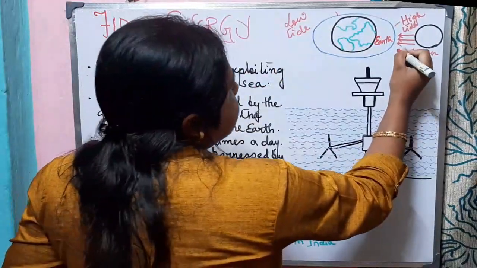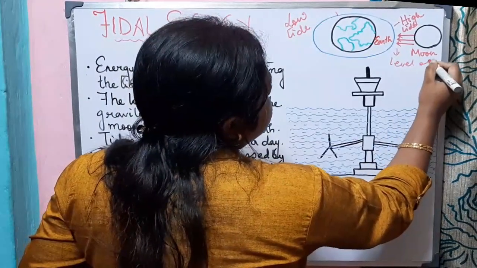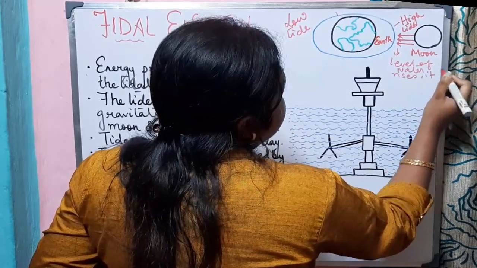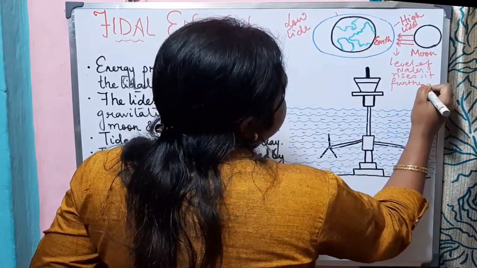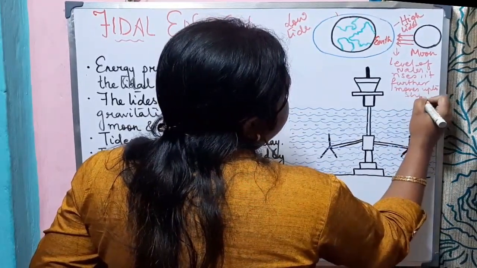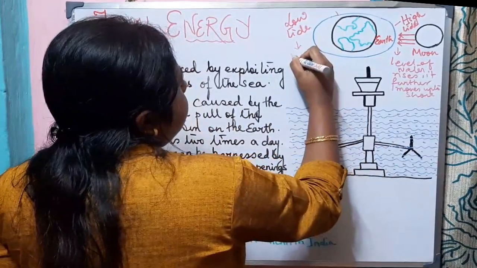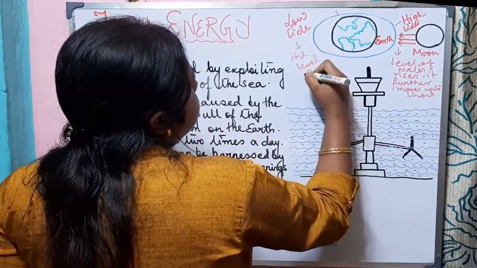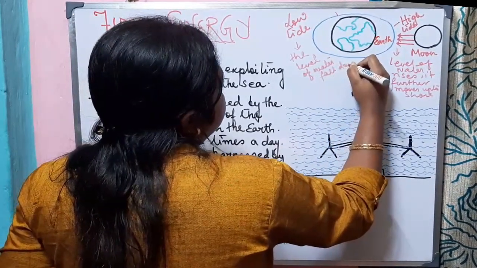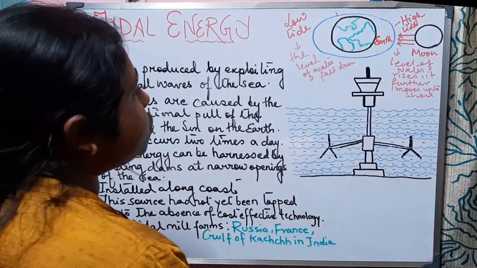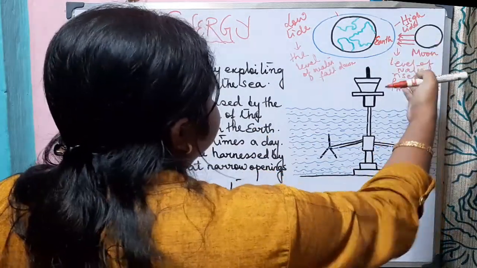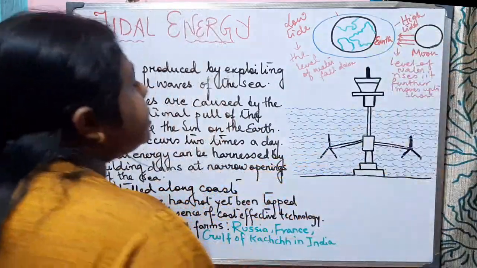Now what is high tide? High tide means when the level of water rises, it further moves up to the shore, and low tide means where the level of water falls down. So how do we obtain the tidal energy? We obtain the tidal energy by exploiting the tidal waves, that is the high tide of the sea.